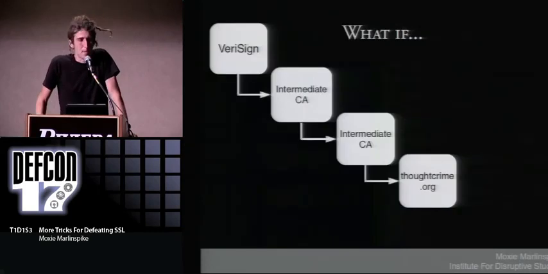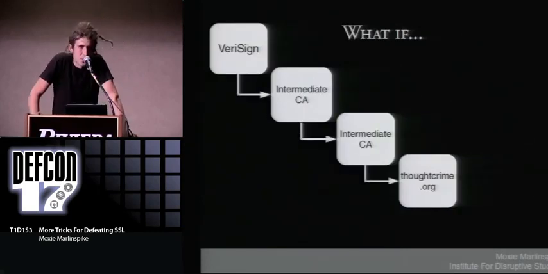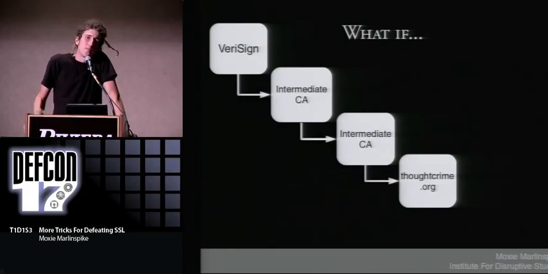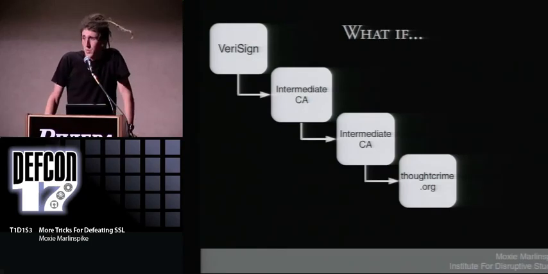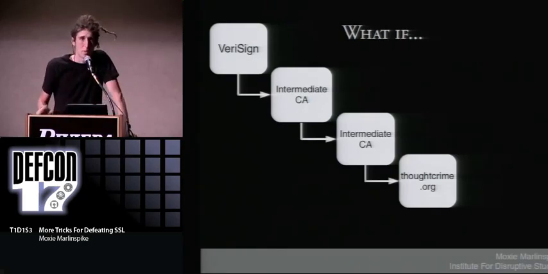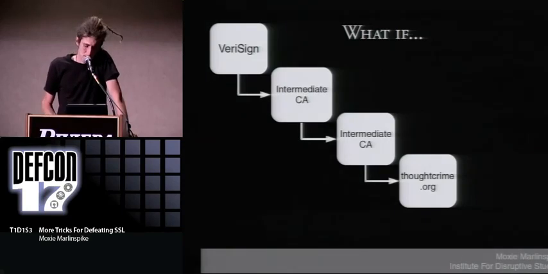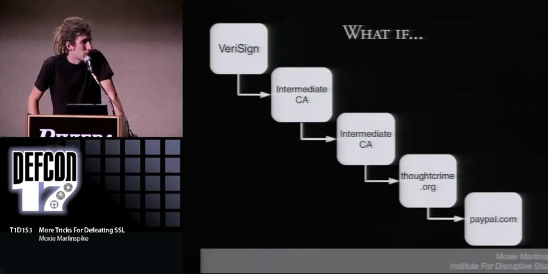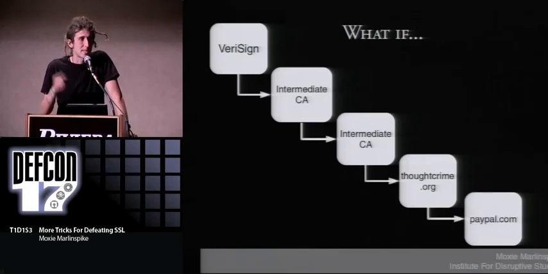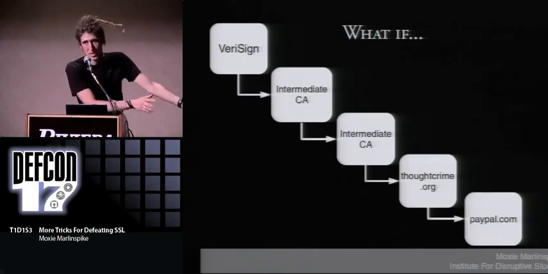And here's what I mean by that. So let's say you have this fairly common picture: some root certificate authority, a couple of intermediate CAs, and then your leaf node that identifies a website you own, like thoughtcrime.org. It's a website I have. So what is to stop me from creating another certificate for some other website, paypal.com, and then signing it with my leaf certificate, and then passing that whole chain to any client?